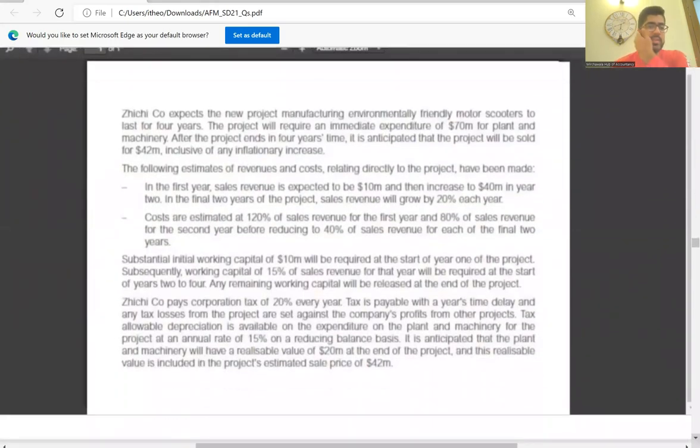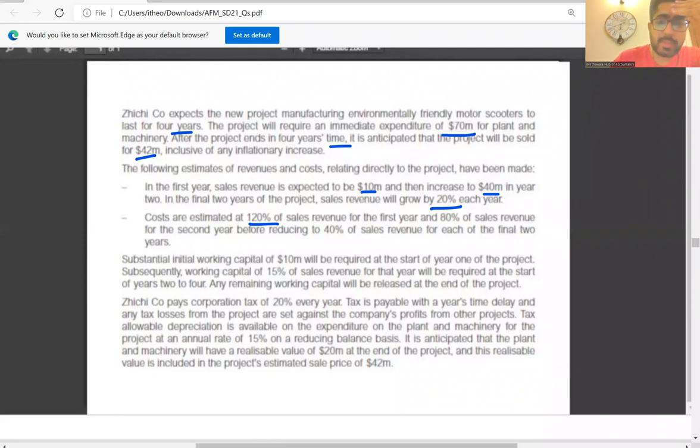Now, third paragraph, exhibit 3. ZHICHI expects the new manufacturing of environmental-friendly motor scooters to last for 4 years. Initial immediate expenditure of 70 million, and after 4 years' time, the project will be sold for 42 million. Revenues and cost details are as follows. First year revenue, 10 million, increased to 40 million in year two, and 20% each year. Cost, 120% of revenue in the first year, 80% in the second year, and 40% in each of the final 2 years.